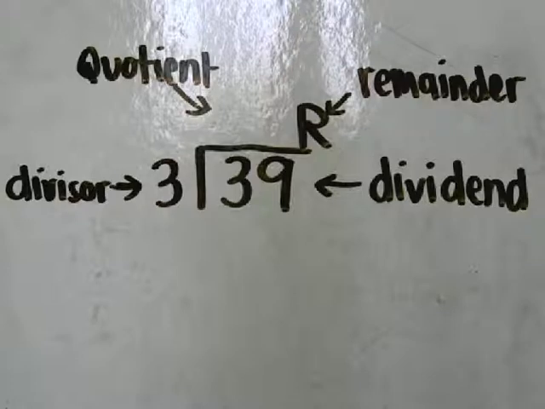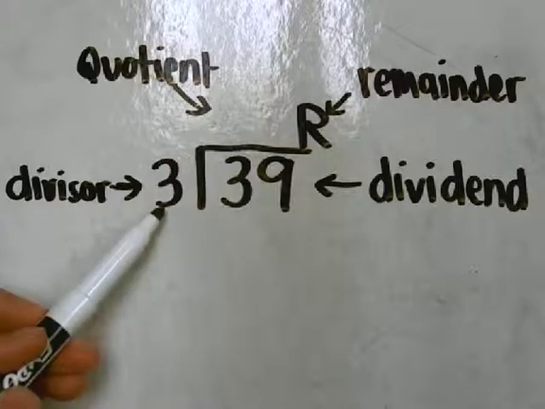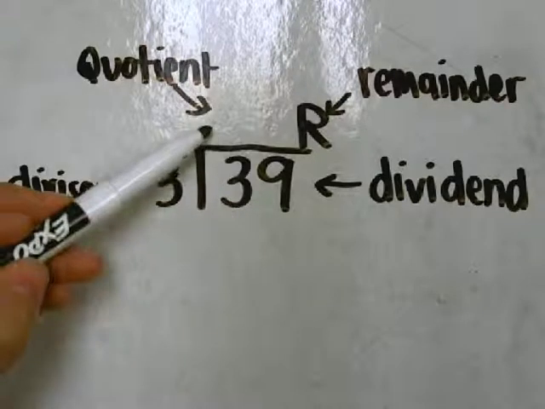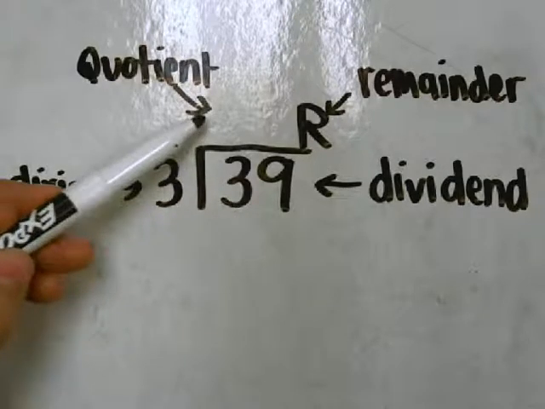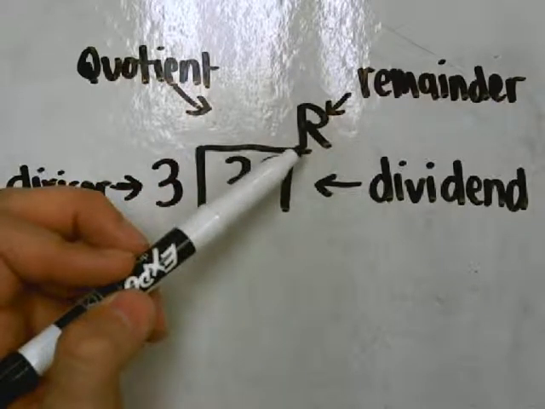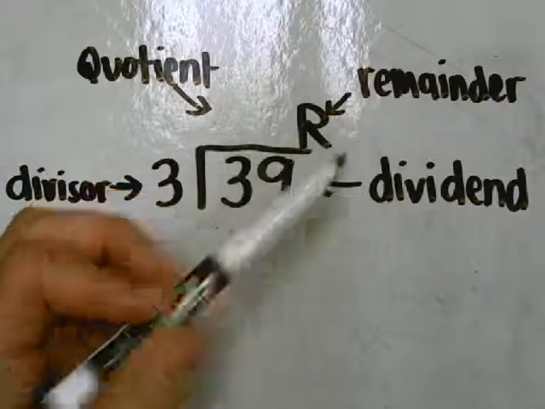So the 3 is the divisor, the 39 is the dividend. Your answer will go up here, which is also called a quotient, and the remainder is part of the quotient, but it is if there are any leftover numbers at the end, you will put it following this capital R, which will be the remainder.